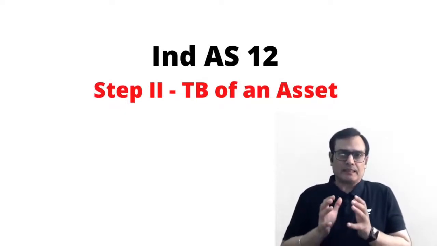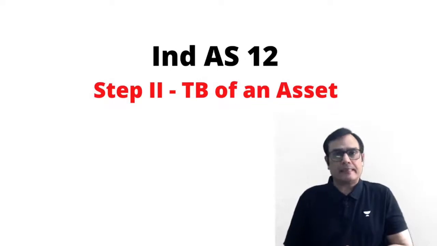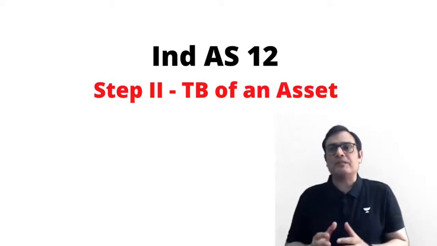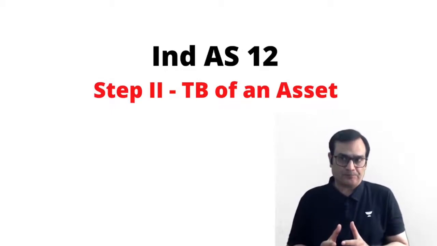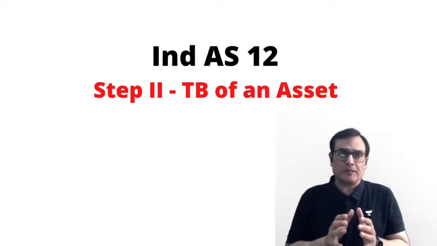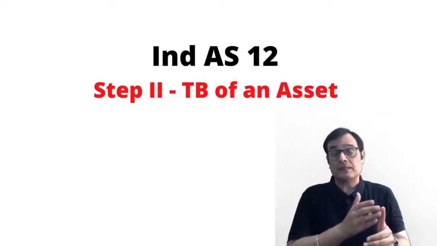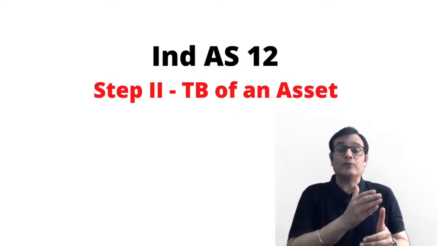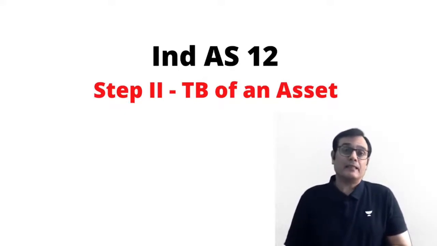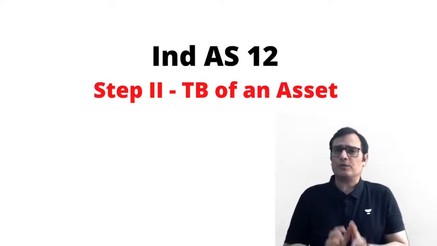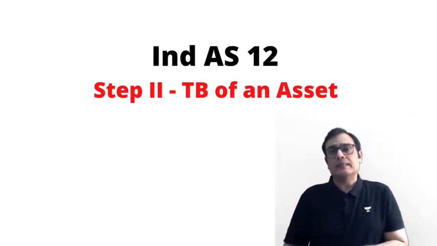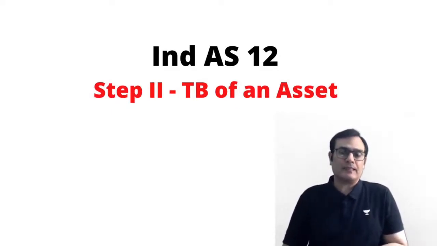Now, as far as step number 1 is concerned, that means calculating the carrying amount of the asset and liability, this is a pure exercise which is based on the other Ind AS. The carrying amount of the asset or liability is purely an exercise based on the application of the other Ind AS. For example, if you're calculating the value of a PPE, I would apply Ind AS 16. If I'm calculating the carrying amount of inventory, I would apply Ind AS 2. So there is no role of Ind AS 12 in applying step number 1, which is organizing the carrying amount of the asset and liability.